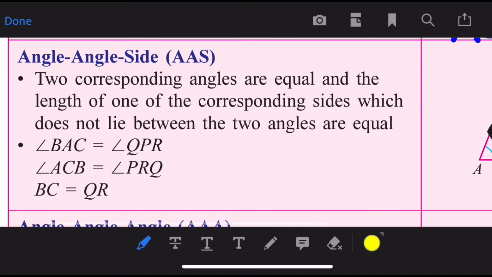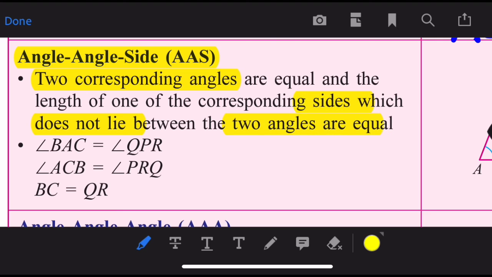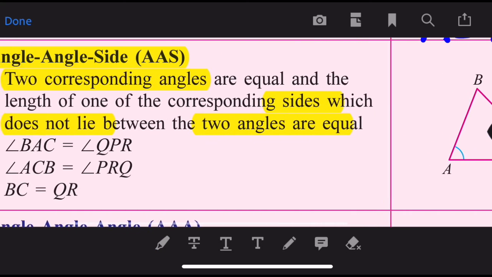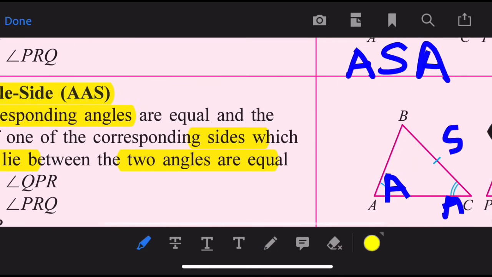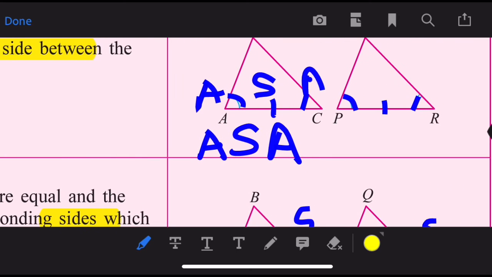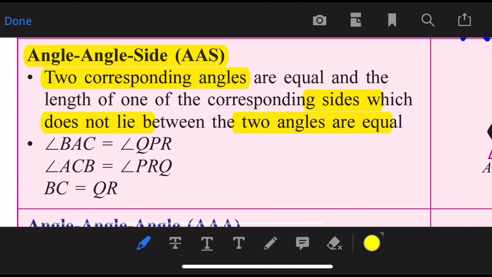And we also have angle, angle, side. Two corresponding angles are equal, and the length of one of the corresponding sides which does not lie between the two angles is equal. So we have angle, angle, and this side is not between the two angles, right? It's different from angle, side, angle, whereby the side is between the two angles, and in this one the side is not between the two angles. So we call it AAS.